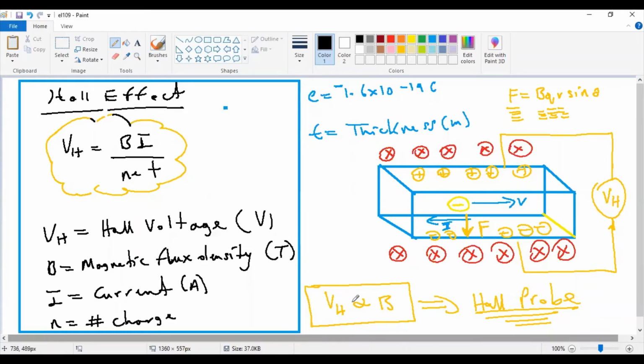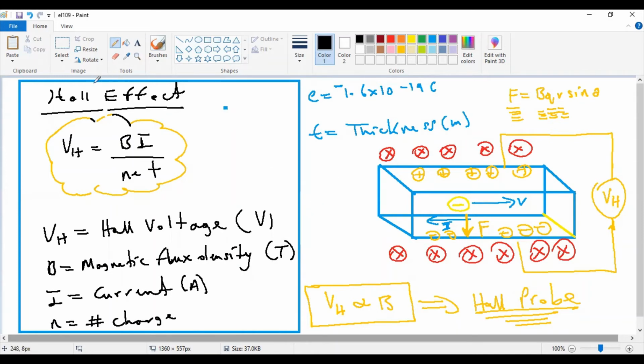So VH is directly proportional to B. And this is a principle that we use to make a Hall probe. A Hall probe is a device that is used to measure magnetic flux density. So it's a measuring instrument, just like a voltmeter. Voltmeters are used to measure voltages, and ammeters, current. So a Hall probe is used to measure magnetic flux density, and it's based on this formula, VH = BI over NET. All right, so that's the idea.